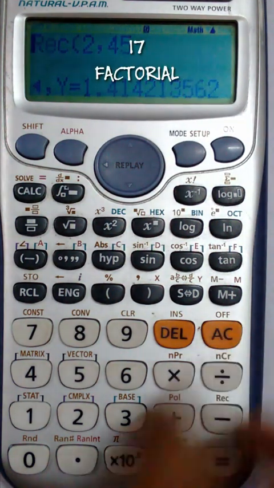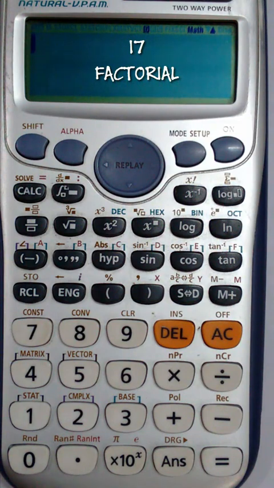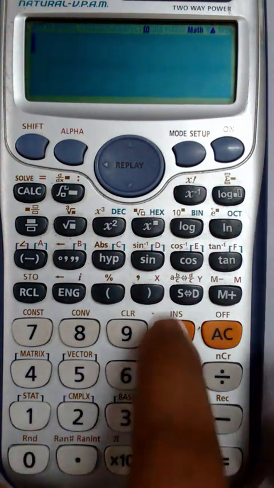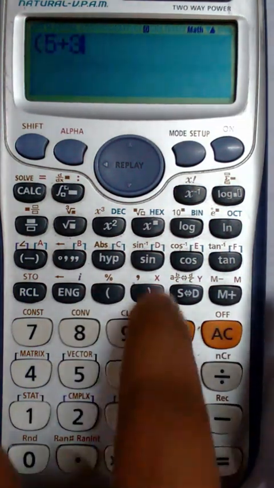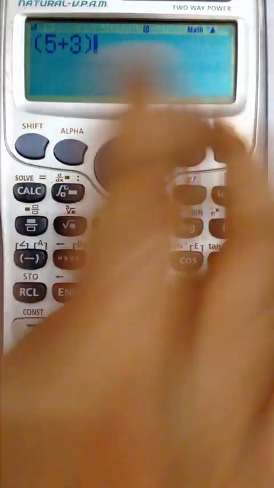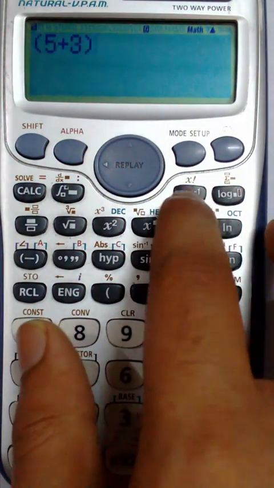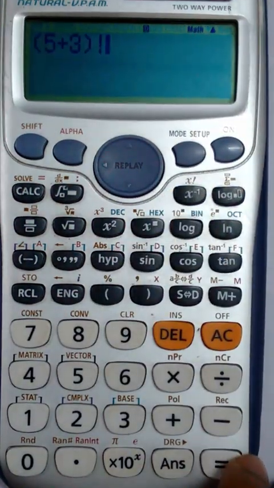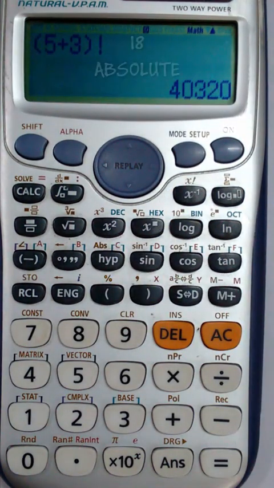Next function is used for the factorial purpose. How to calculate factorial? Suppose 5 plus 3 is given and I have to find this factorial. You can see here, I have pressed here, 5 plus 3 is nothing but 4320.